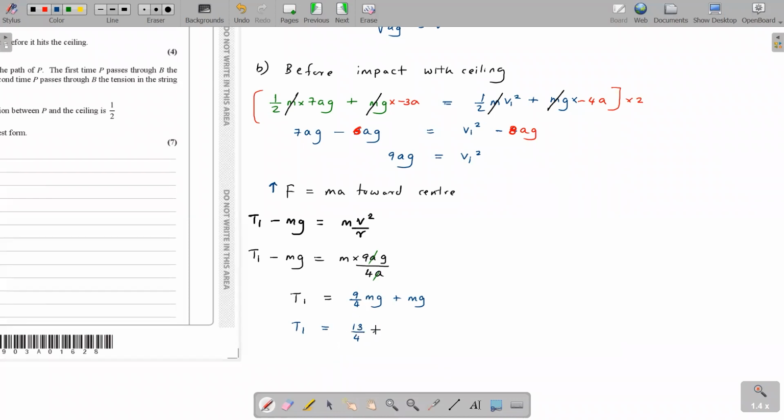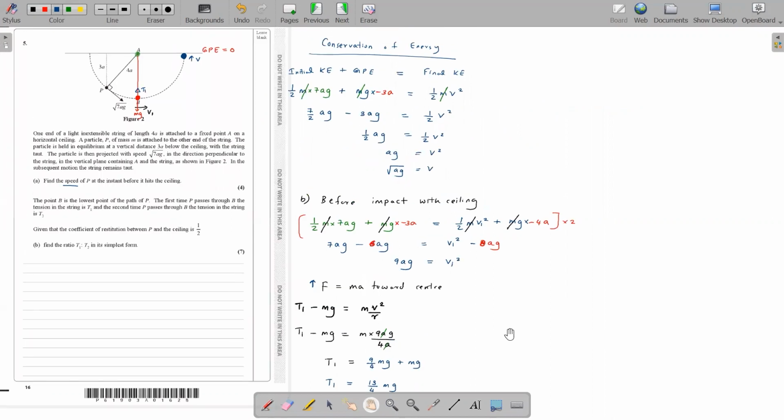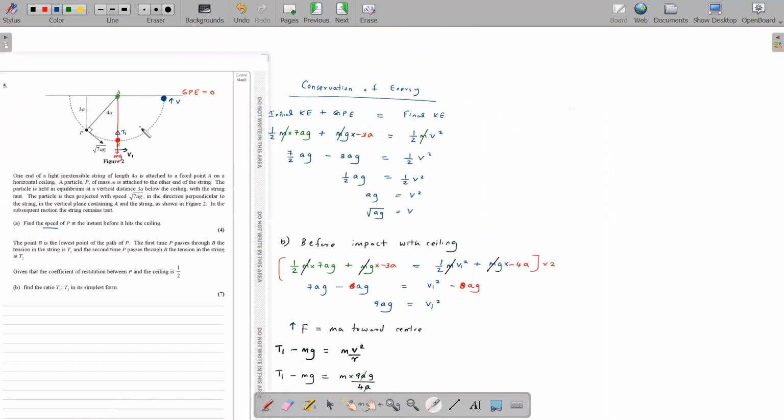13 over 4 mg. Yes. Okay, so this is the tension before the impact. Now we have a task to do. What is the task? Your task at hand is to go to the place where we are impacting, the place where we make the impact.